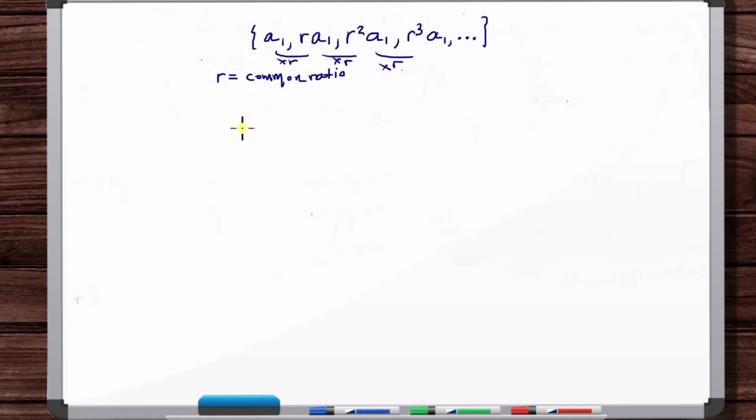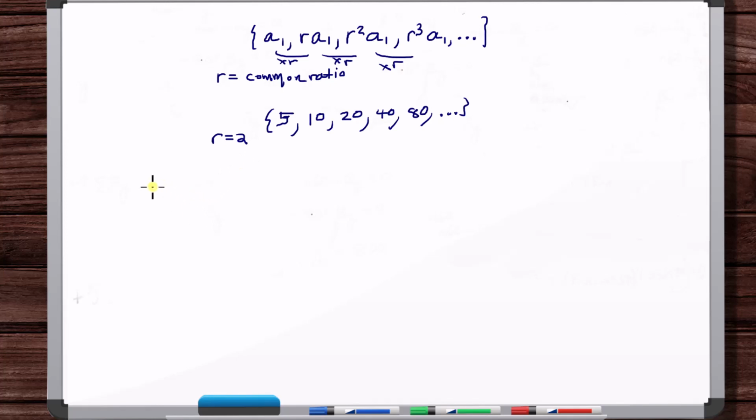So let's say we have r is equal to 2, and we say a1 is 5. Then the second term would be 10, the third term would be 20, the fourth term would be 40, 80, etc. You're multiplying by 2 each time. That's a geometric sequence. Okay, so what is the a sub n, the general formula for a geometric sequence?